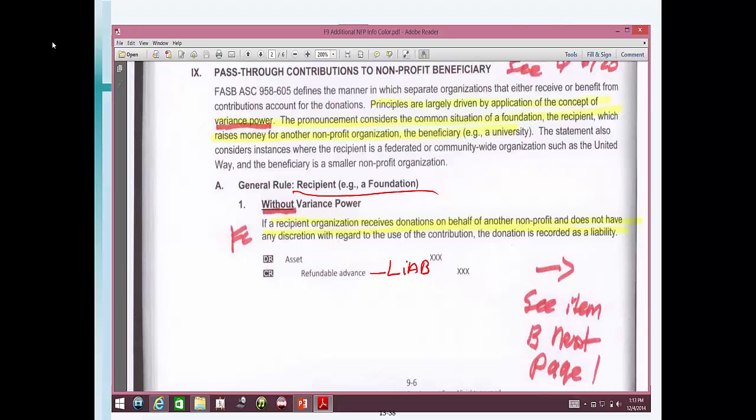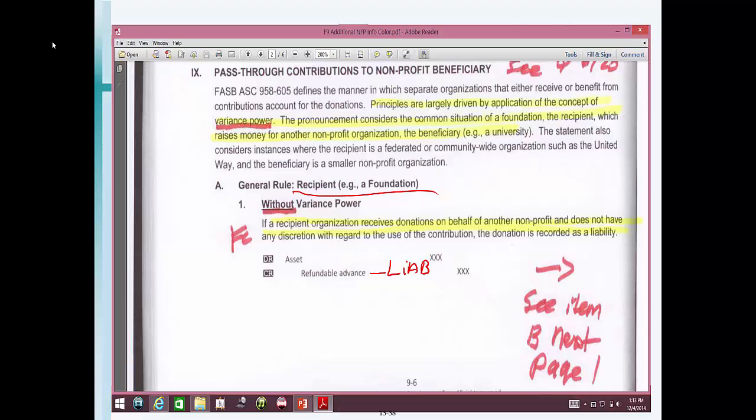Okay. And so what happens? If it is a without variance power situation where the money has come in, we're doing the recipient accounting here, the foundation. The recipient will debit the asset, probably cash, and credit liability, right? For the money that they're going to have to pass down to the beneficiary, right?